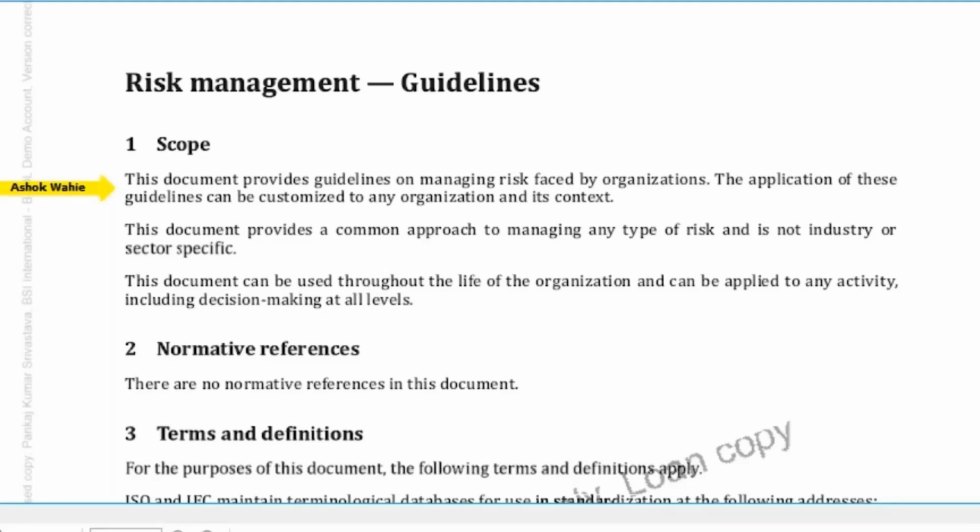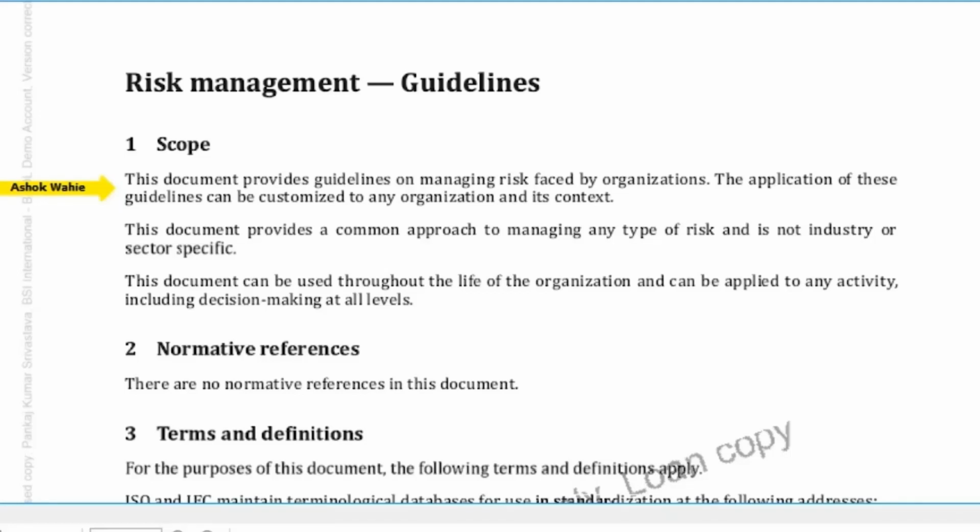Second point is, these guidelines provide a common approach to managing any type of risk. It could be a strategic risk, an operational risk, or a tactical risk, and it is not industry or sector specific. It is not made for the IT industry or for the manufacturing industry or for any other industry. This document can be used throughout the life cycle of the organization.